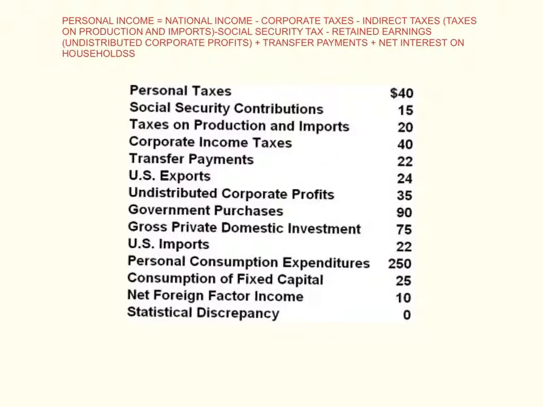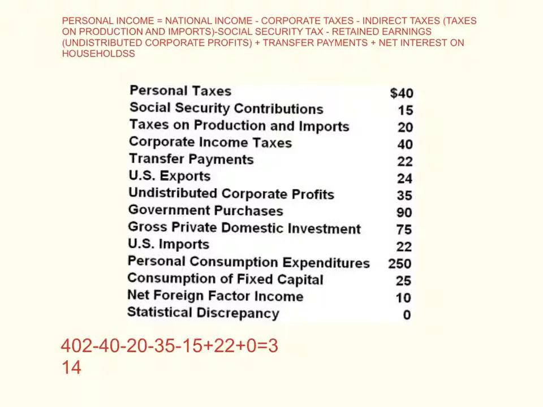So let's do it. I'm going to create another one. We know that national income is 402. We're going to subtract out corporate taxes. Corporate income tax is 40. We're going to take out indirect tax, or taxes on production and imports, which is 20. Hopefully you're following me along on this table. We're going to take out undistributed corporate profits or retained earnings. We're also taking out Social Security tax, and I apologize for taking them out in opposite order. We're going to add in our transfer payments, which is 22. We have no net interest to households, so that's 0.